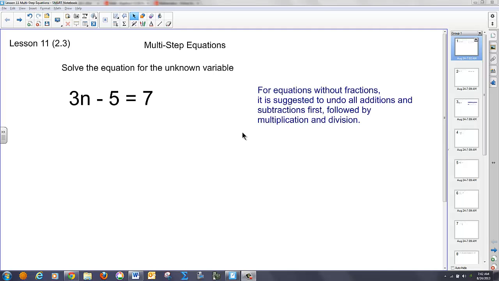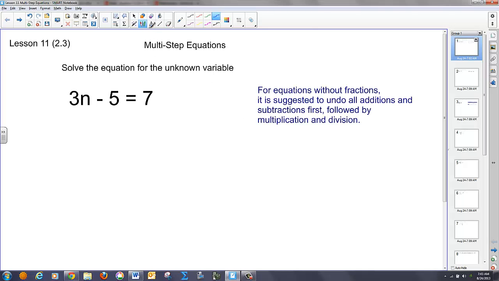So today we start solving multi-step equations, basically more than one step. Could be 2, 3, possibly 4. Most of today's will be under 3 steps. So we're going to solve the following equation for the missing variable. In this case our missing variable is n.